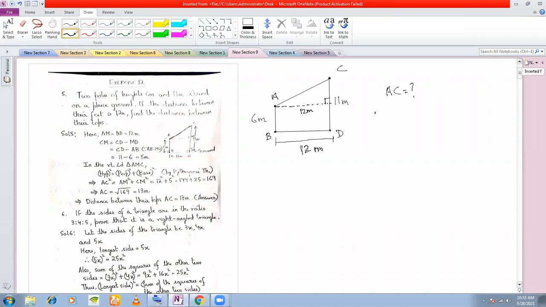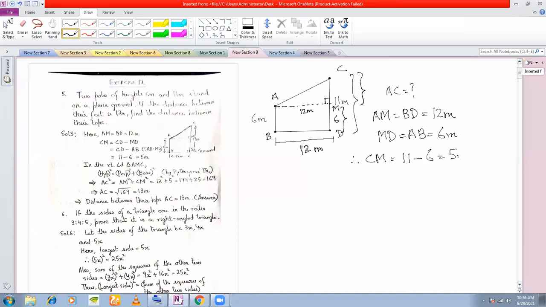So let us call this point M. So AM is equal to BD is equal to 12 meters. So now you know this entire length, 11 meters. Also, what is this length? MD. MD is equal to AB, which is equal to 6 meters. Therefore, what is this length here? CM. CM is equal to 11 minus 6, which is 5 meters.